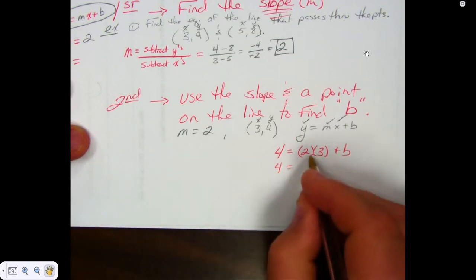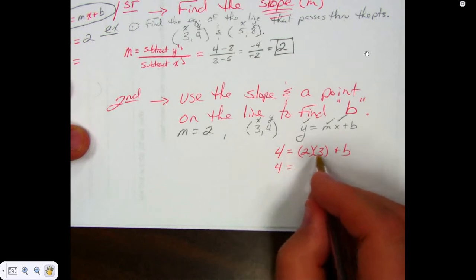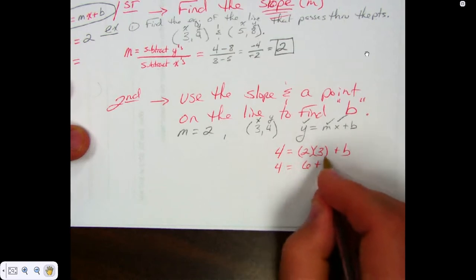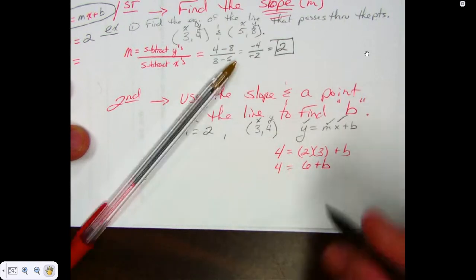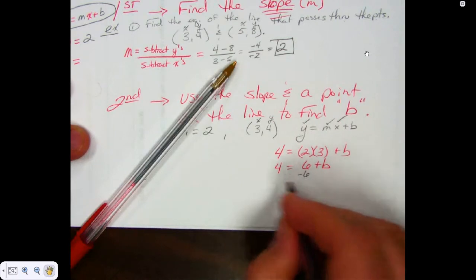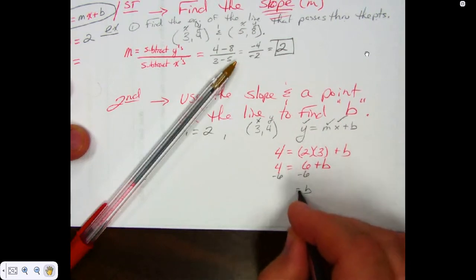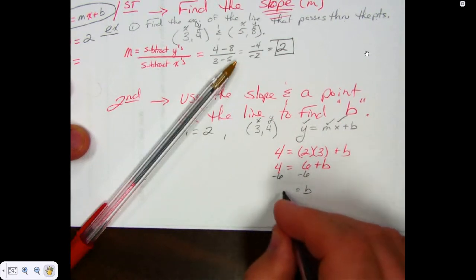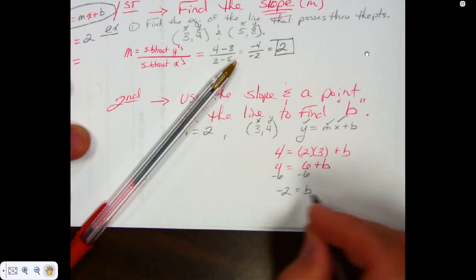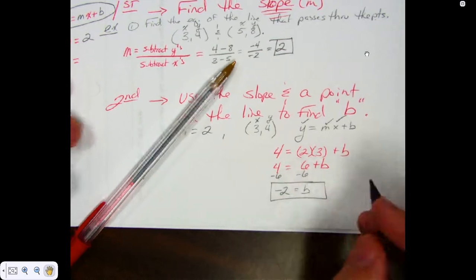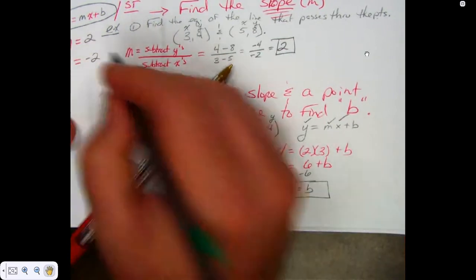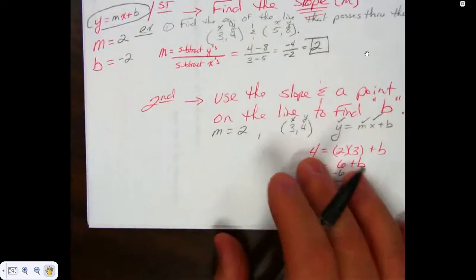First, I need to simplify here, don't I? So 4 is equal to, what's 2 times 3? 6. Plus B. What's my next step to solve for B? Subtract 6. What is B equal to? Negative 2. So I now have B.